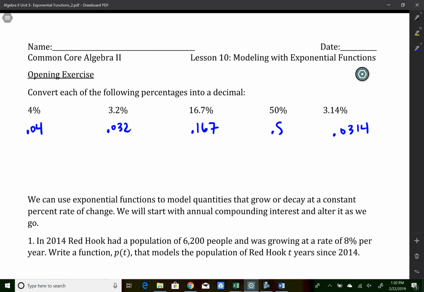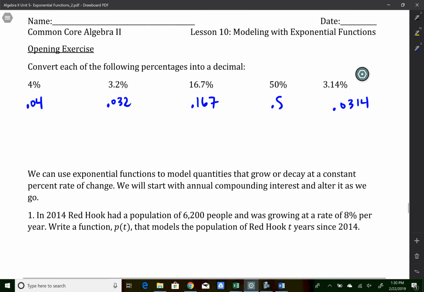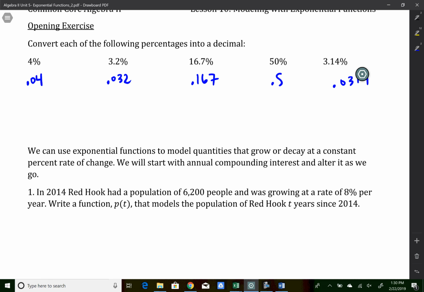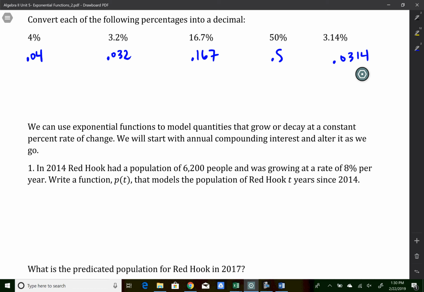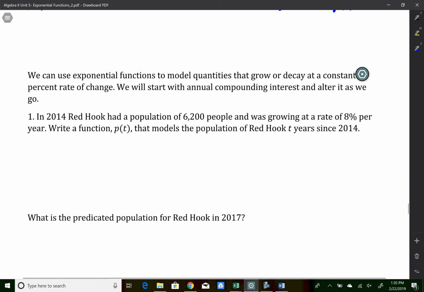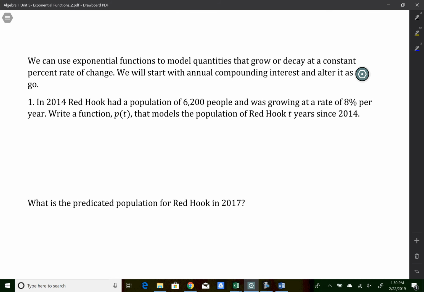So in lesson number 10, we're extending what we've done over the last couple of lessons and looking at different models. These are not going to be as much about money as the last couple of lessons. The first problem talks about Red Hook. It has a population of 6,200 people, and it's growing at a rate of 8% per year. It then asks us to write a function that models this population.